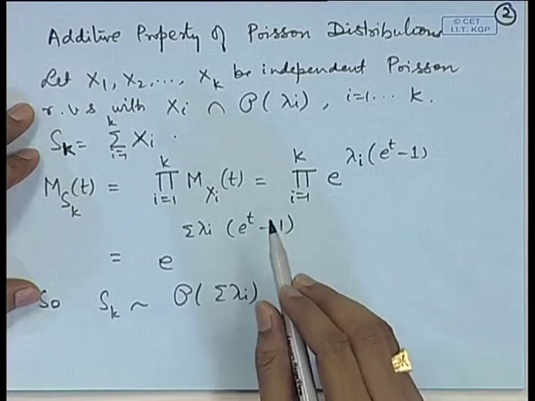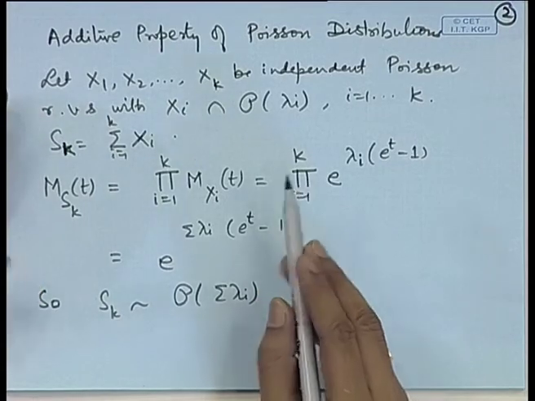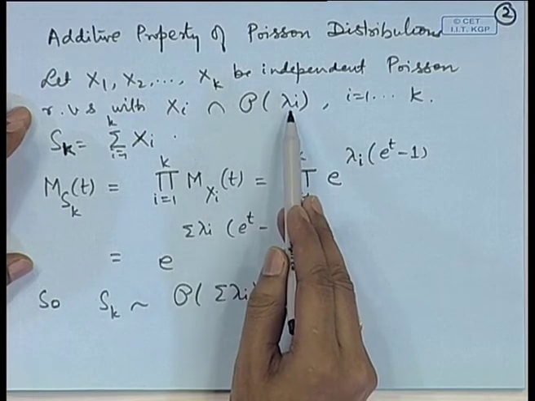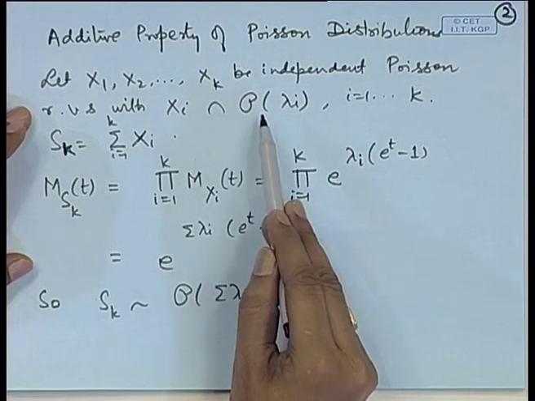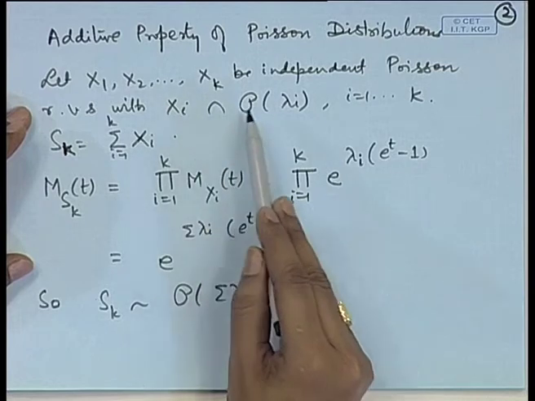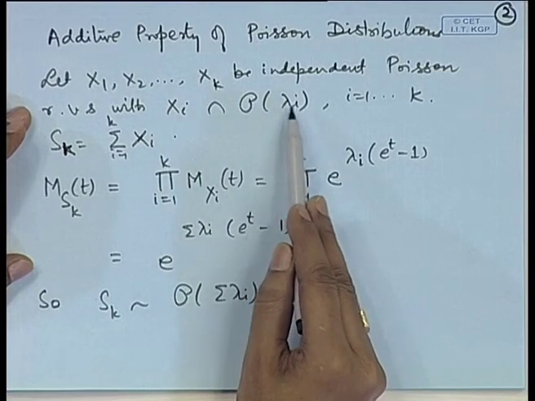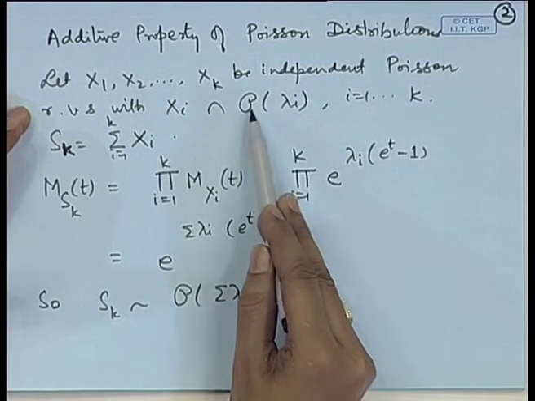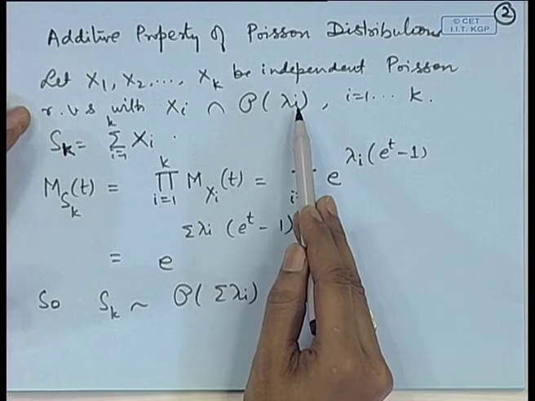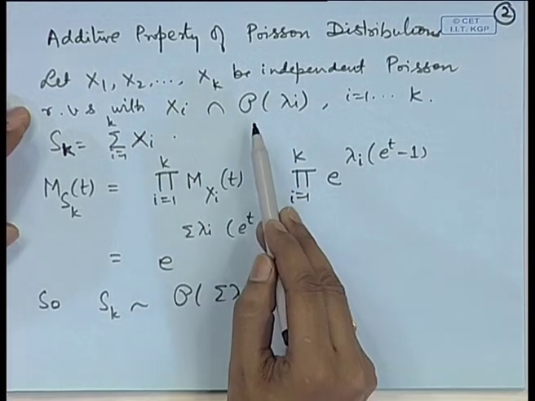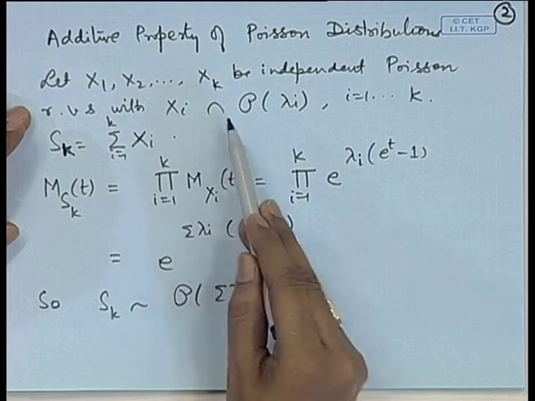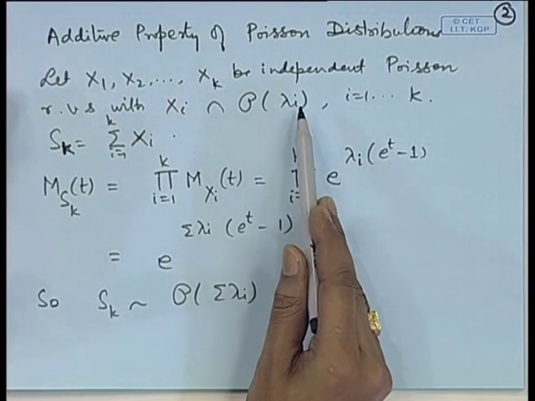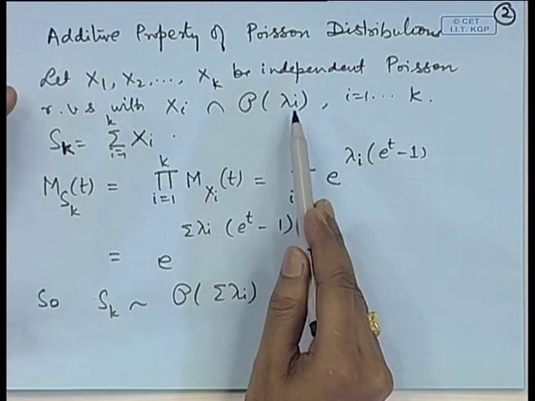Once again we can see it in physical terms. Here we are considering k different Poisson processes. X1 denotes the number of arrivals in the Poisson process with arrival rate lambda 1, X2 denotes the number of arrivals in the Poisson process with arrival rate lambda 2, and so on. Therefore, the sum of the Xi denotes the total number of arrivals in a Poisson process with arrival rate sigma lambda i.